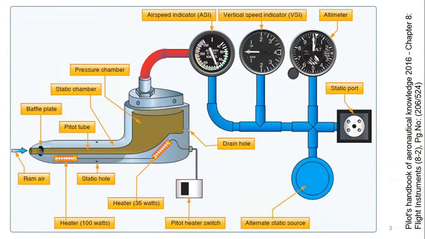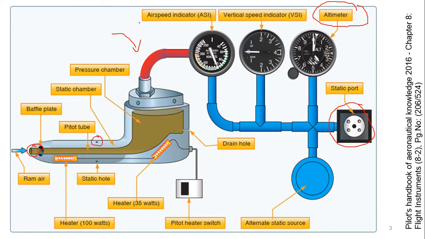Here we see a typical diagram from the book Pilot's Handbook of Aeronautical Knowledge, 2016 edition, and we see different kinds of instruments here: speed indicator, vertical speed indicator, and altimeter. We are focusing on the altimeter, and here we can see two sources of operation are provided. This is the pitot tube, and this is the static port. And there is an additional static port which is placed on the body of the fuselage.